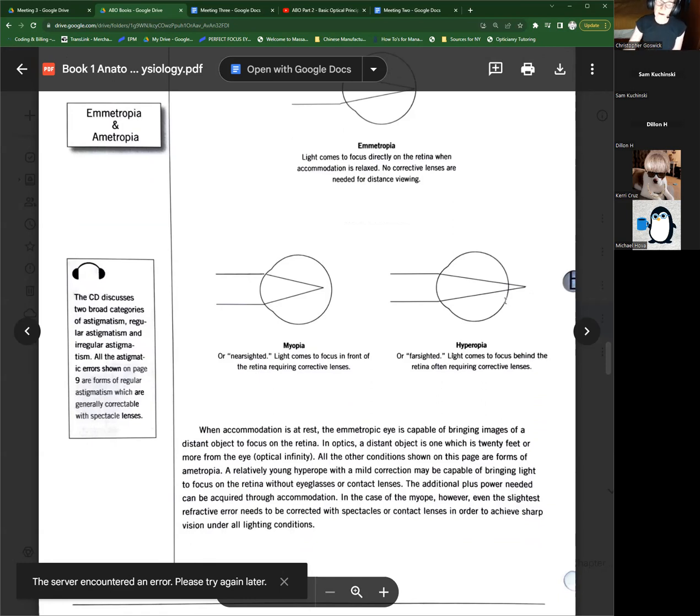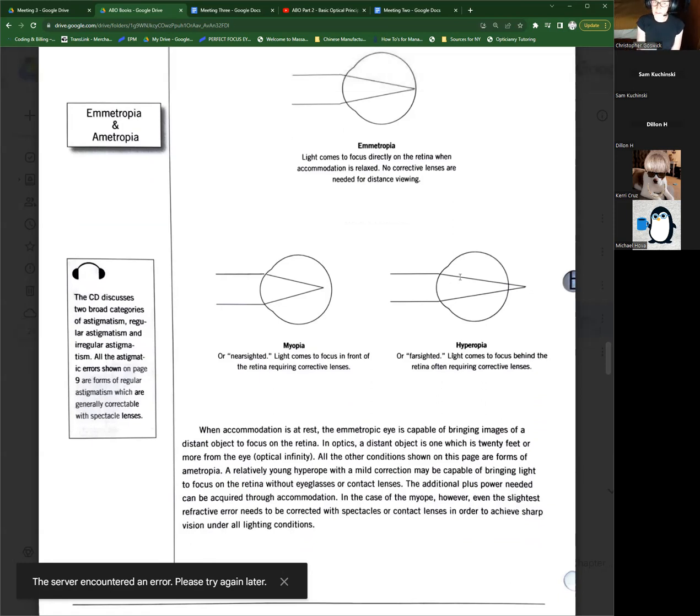Now, what's going to happen is they start to notice up close problems first because they're constantly accommodating. They try to accommodate more to see up close and start to notice some near blur. And then eventually they just really can't accommodate in the distance either. So they really get hit hard because finally, when they're fully presbyopic, they're blurry up close and blurry in the distance. That's a double whammy for them.